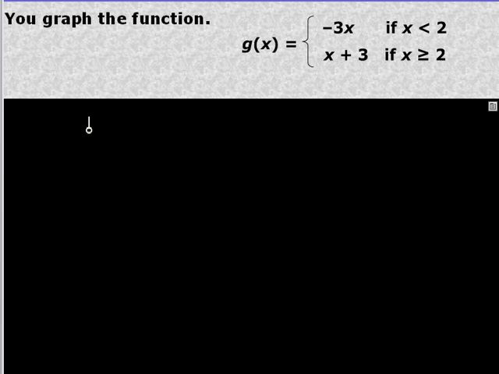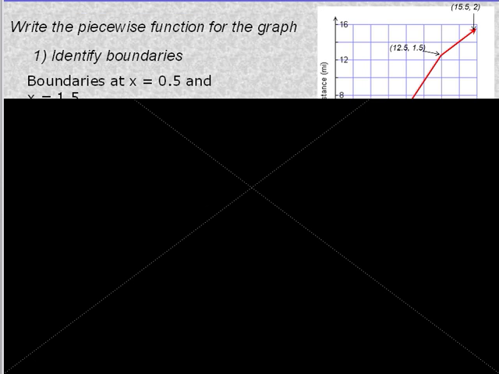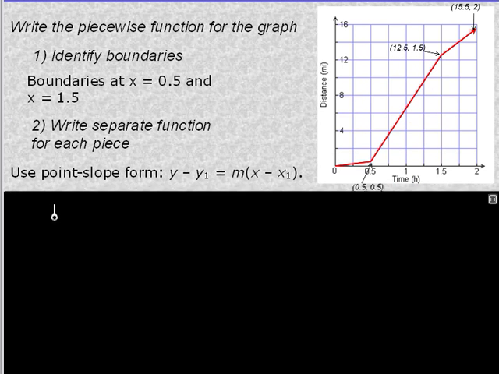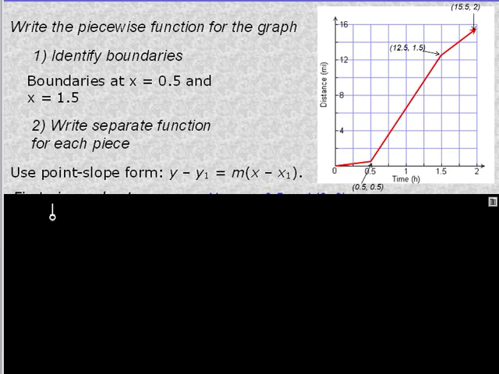All right, now we're going to go to the more complicated part. We're going to have a graph and we're going to have to write the function. So remember, it's broken into pieces, and you can kind of see where the function changes, and those are the first things you want to identify.